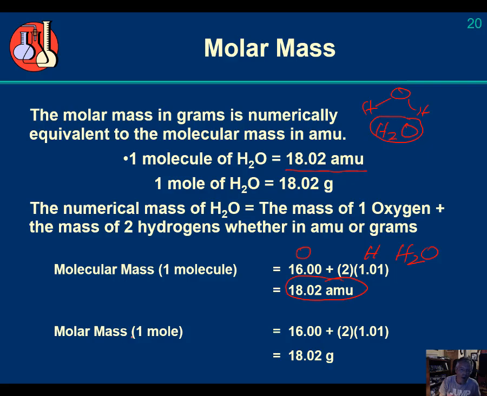If I have 1 mole, I'm going to have the same ratio. The only difference is the unit, which is grams. And this means that I have 1 mole of the stuff if I'm in grams. So if you're talking about molecules, you're weighing in AMU. If you're talking about moles, you're weighing in grams. And that's what we're going to use most of the time.